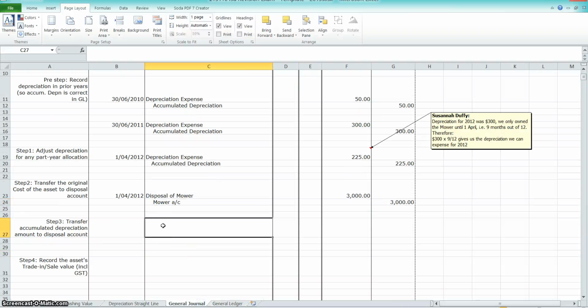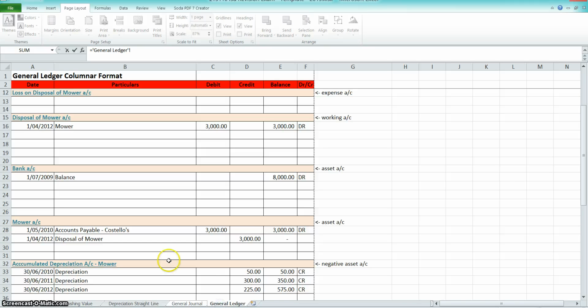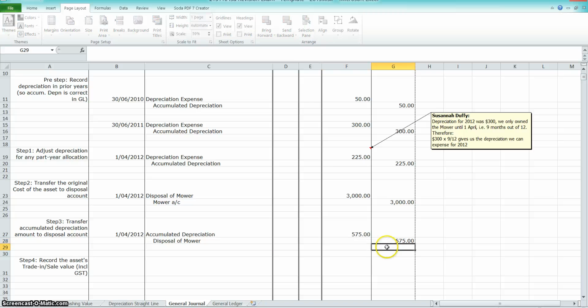The next step is to transfer accumulated depreciation to the disposal account. So almost the same journal as we did for the last one, except this time it's back to front, and we'll have accumulated depreciation, which is currently a credit, so we'll debit it, and then the other side of that will be the disposal of the mower. So if I go to my general ledger and find out what the balance is for accumulated depreciation, there it is there, 575, we can put that in, and that's equal to that. And now we post that to the ledger.